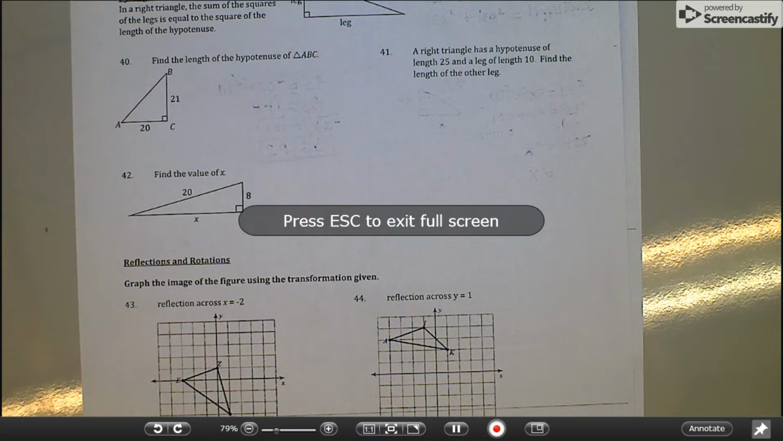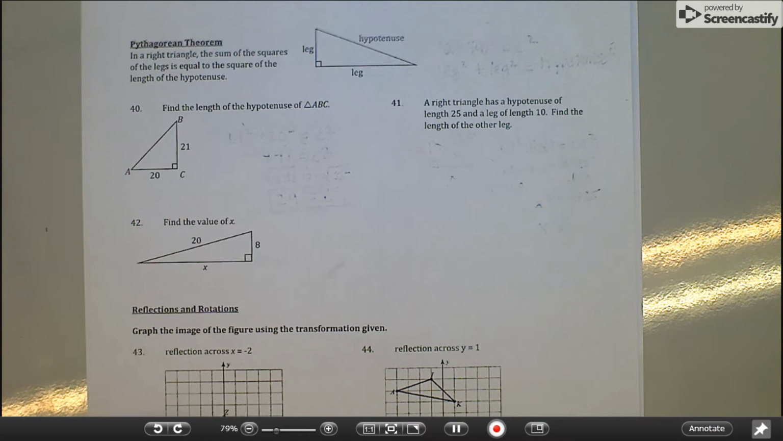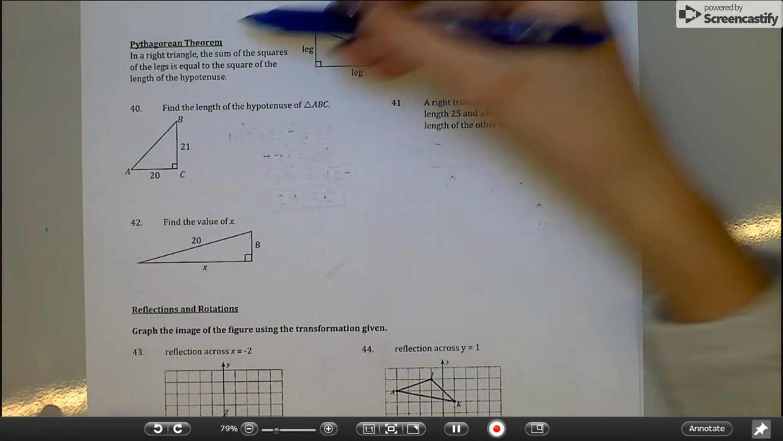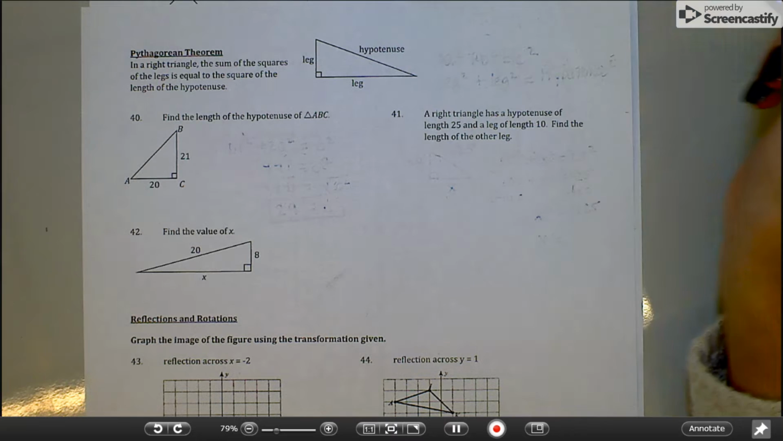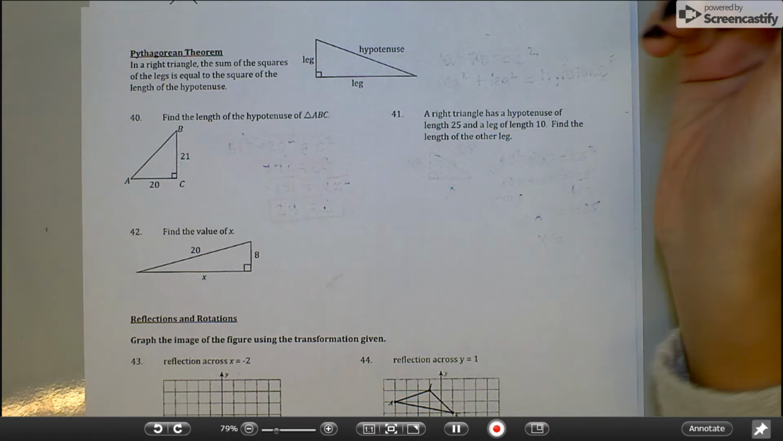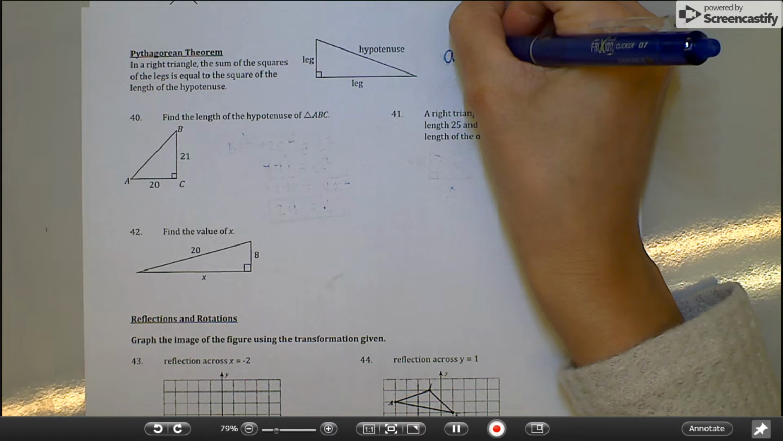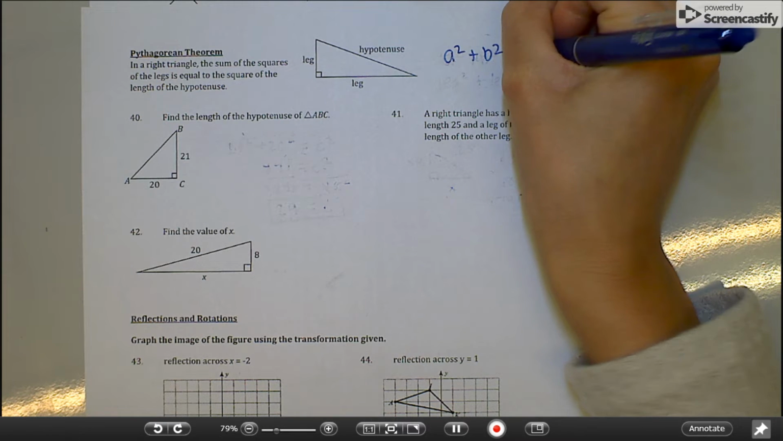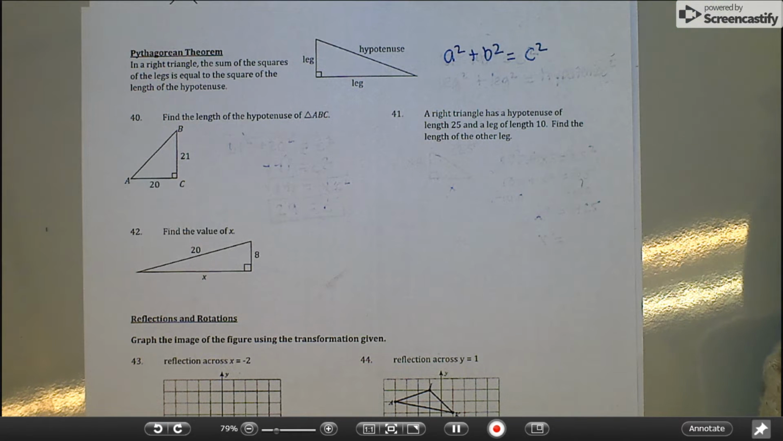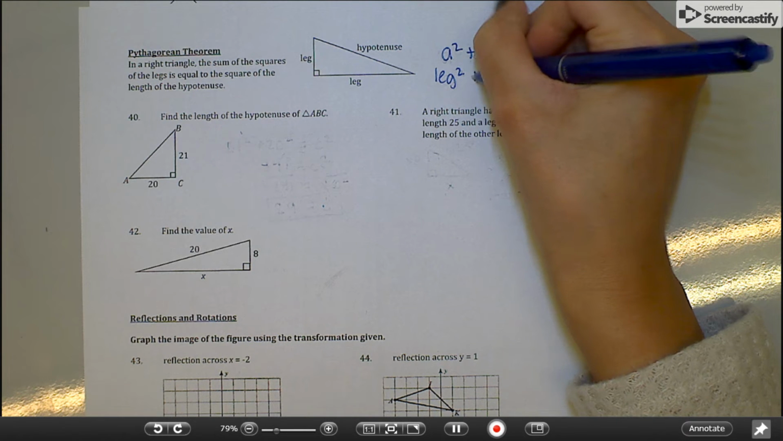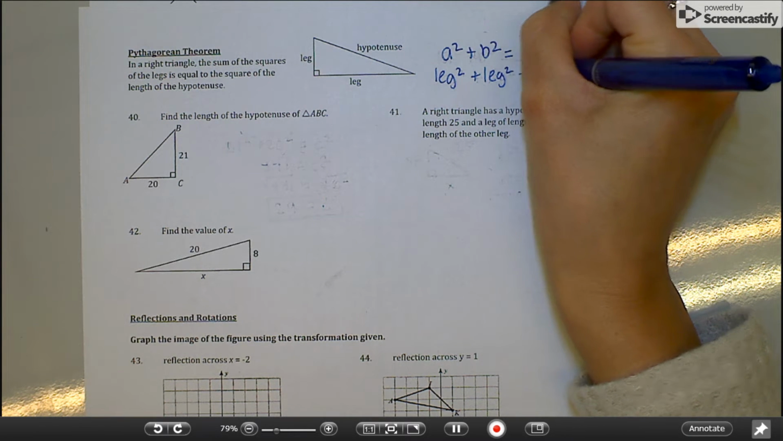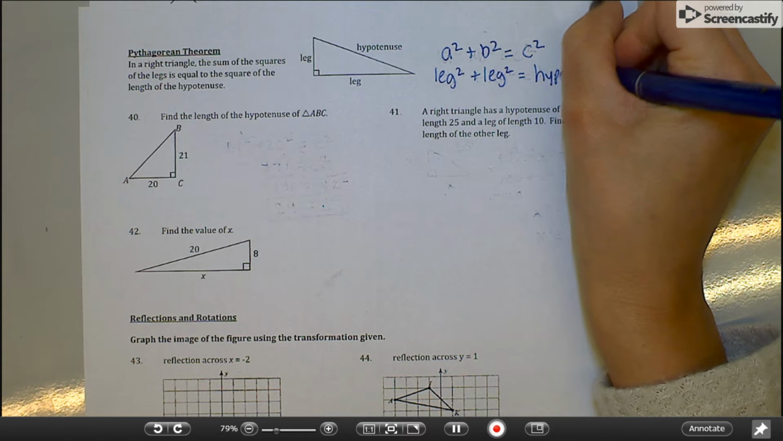So we are on page 4 of this geometry refresher, and the Pythagorean theorem is something that you learned last year in Math 1. The formula for the Pythagorean theorem, or the Pythagorean equation, is a squared plus b squared equals c squared. That is, we have one of our legs, and when we square it and add it to the other leg squared, we get the hypotenuse squared.